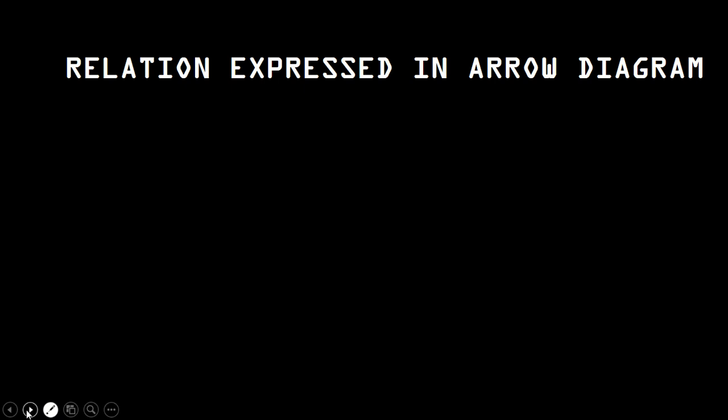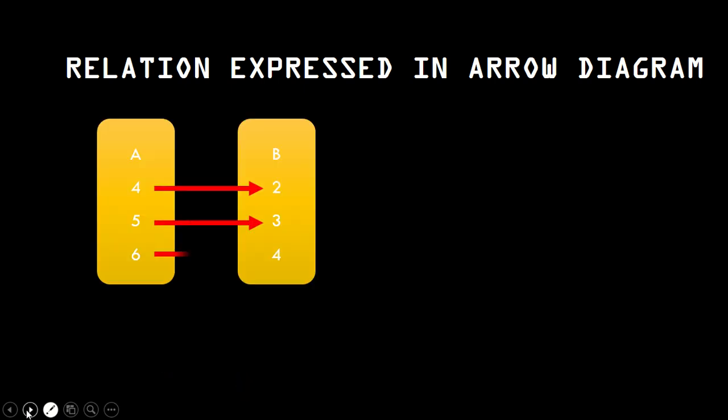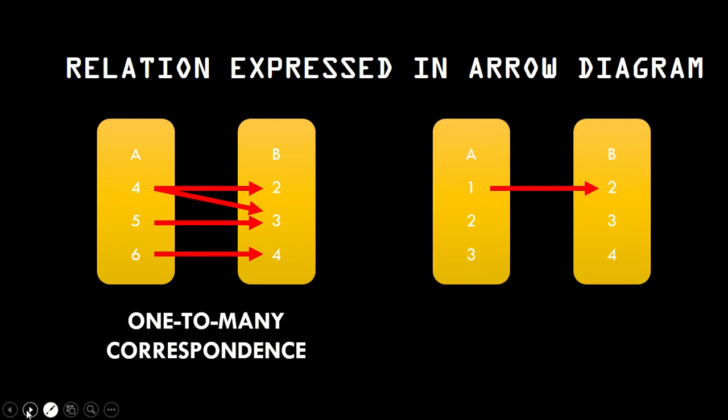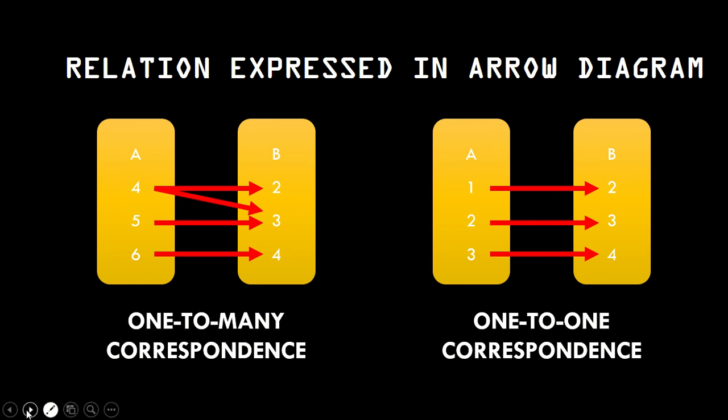Okay, so a relation can be expressed in an arrow diagram. It could be one-to-many correspondence, one-to-one correspondence, many-to-one correspondence, or many-to-many correspondence. So here in one-to-many correspondence, as you observe, one element, which is 4, is connected to the elements of set B. We have 2 and 3. So we have 4, 2 and then 4, 3 if we express that in ordered pairs.